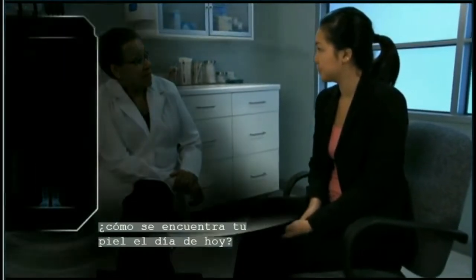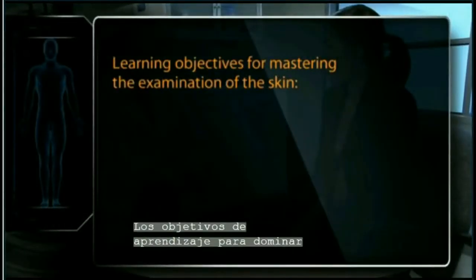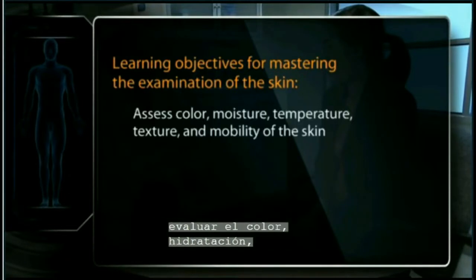Concerns about your skin today? Your learning objectives for mastering the examination of the skin are to assess the color, moisture, temperature, texture, and mobility.